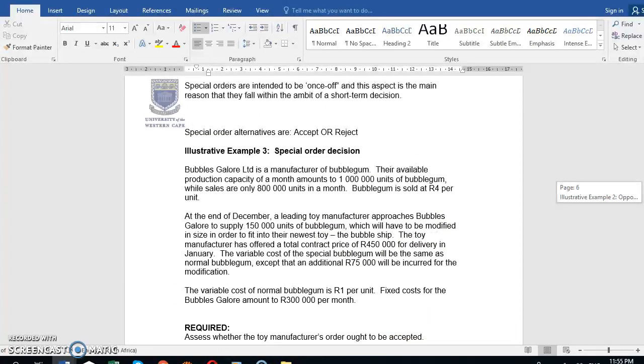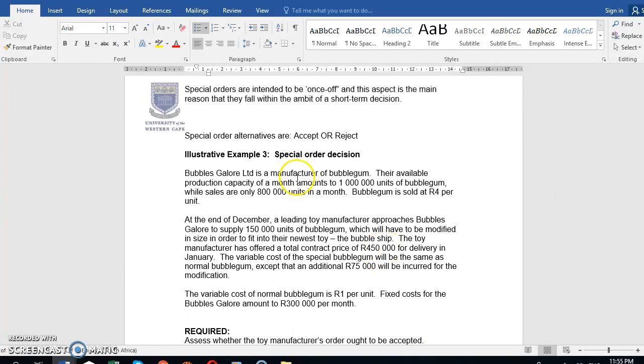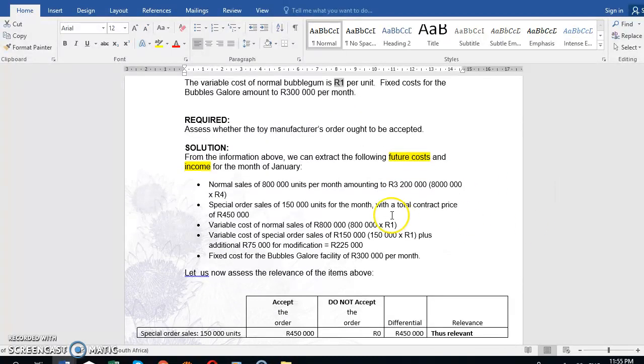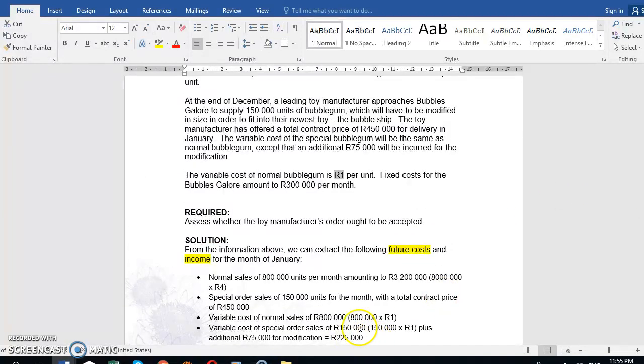Variable costs, in other words, to make our normal sales of 800,000, we're going to incur variable costs of 1 rand per unit, which is 800,000 times 1 rand, which is 800,000. And for the special order, it's 1 rand multiplied by 150,000. Remember, variable cost changes with production or sales. So normal sales or production is 800, special order production or sales is 150, and then we just multiply it by the 1 rand per unit.